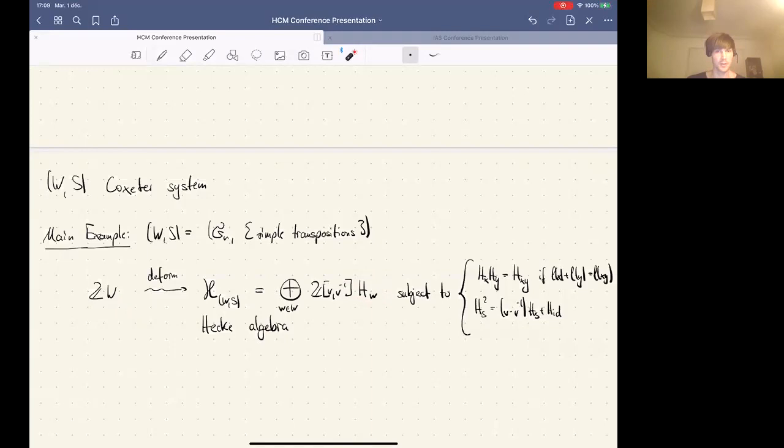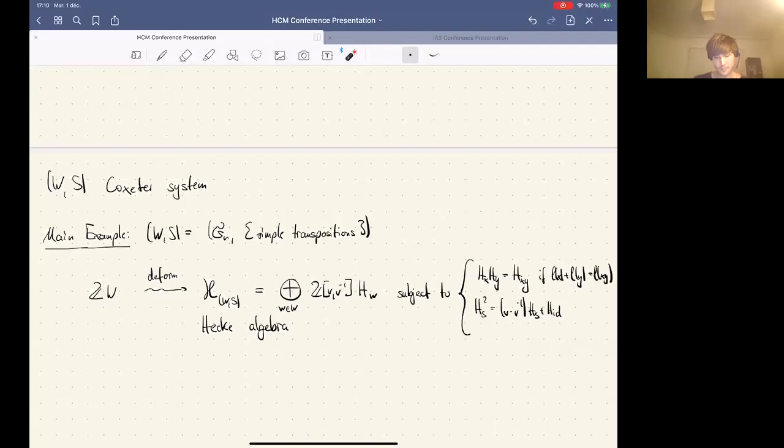And they satisfy the following well-known relations: if I multiply H_x with H_y, then this gives H_xy if the lengths of these elements add up. So this is just the Bruhat length. You can also define it in terms of a minimal word in the generators that you need to express this element in our group. As I said, these elements in S are simple reflections, so they would square to one. But now for the quadratic relation, we introduce this deformation term where we say H_s squared is (v minus v inverse) H_s plus the identity, okay?